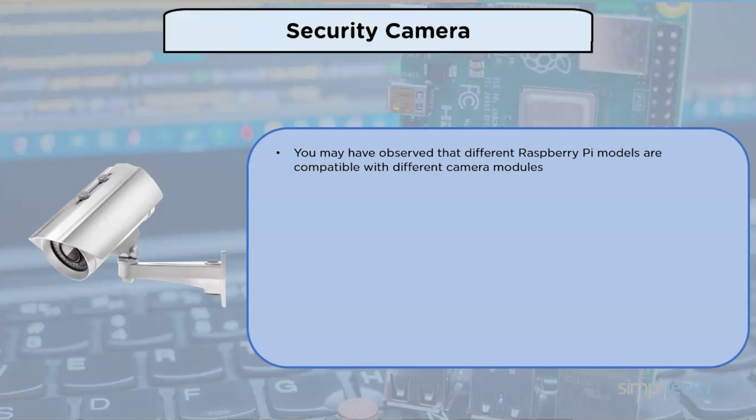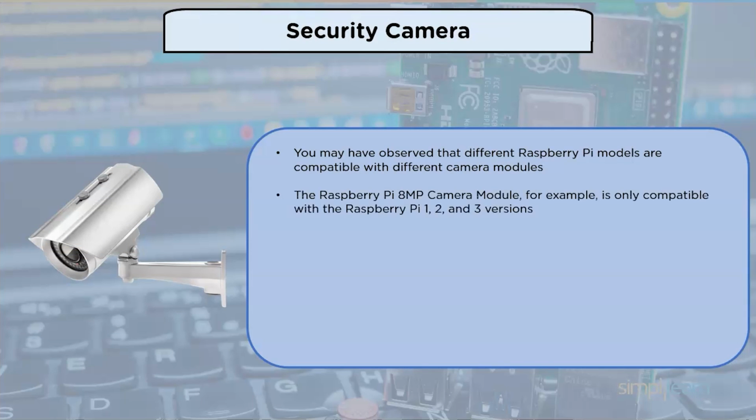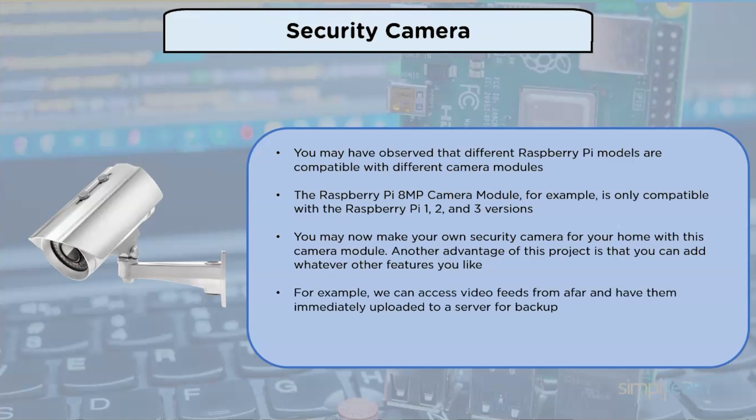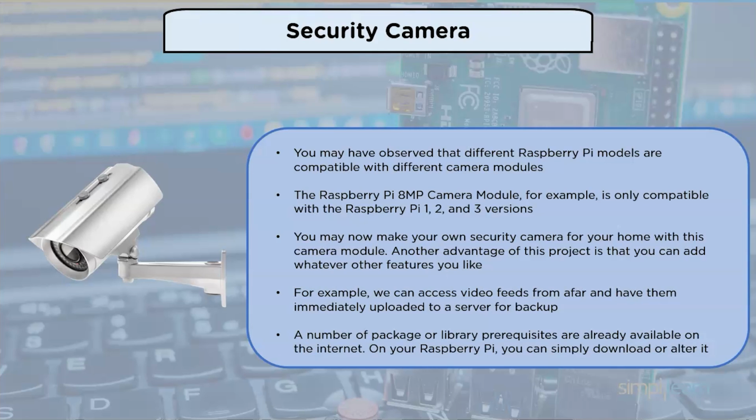Security camera. You may have observed that different Raspberry Pi models are compatible with different camera modules. The Raspberry Pi 8 megapixel camera module, for example, is only compatible with Raspberry Pi 1, 2, and 3 versions. You may now make your own security camera for your home with this camera module. Another advantage of this project is that you can add whatever other features you like. For example, we can access video feeds from afar and have them immediately uploaded to a server for backup. A number of package or library prerequisites are already available on the internet. On your Raspberry Pi, you can simply download or alter them.